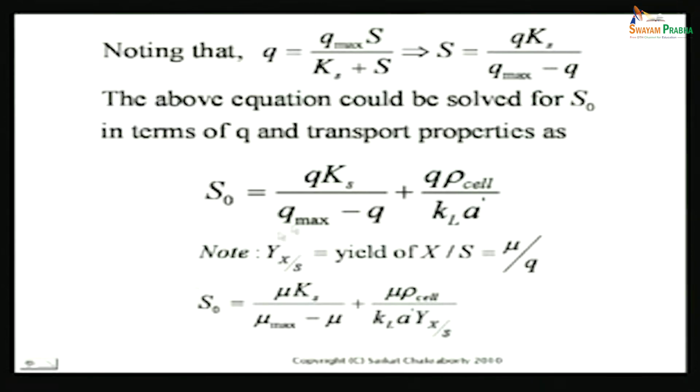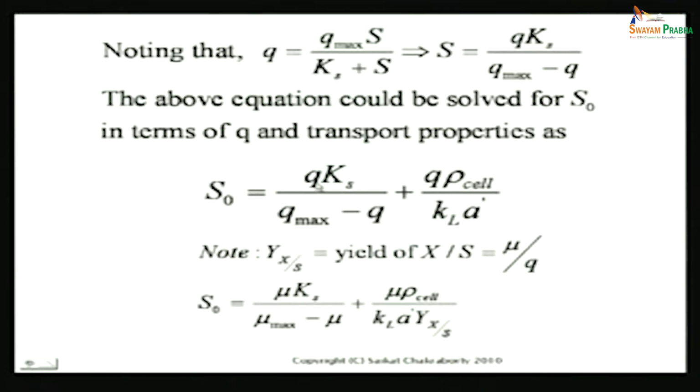Okay, so now I can write the same equation in terms of mu. How do I do that? See, for example, Q is mu over Y, right? From this equation here, look. So Y is mu over Q. Therefore, Q itself is mu over Y, right? So we substitute that.